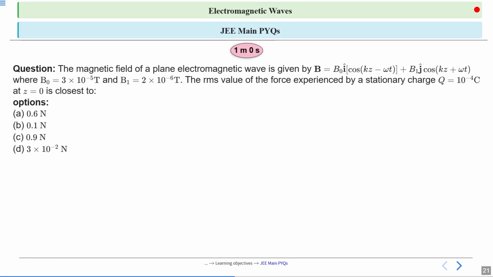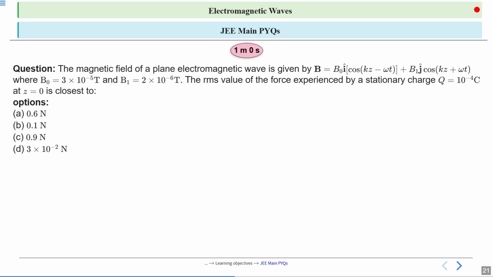Next question: the magnetic field of a plane electromagnetic wave is given by B equal to B naught i cap cos(kz minus omega t) plus B1 j cap cos(kz plus omega t). So the magnetic field is not entirely along the x-axis or y-axis; it is lying in the xy plane. This is a complex form of the magnetic field equation.